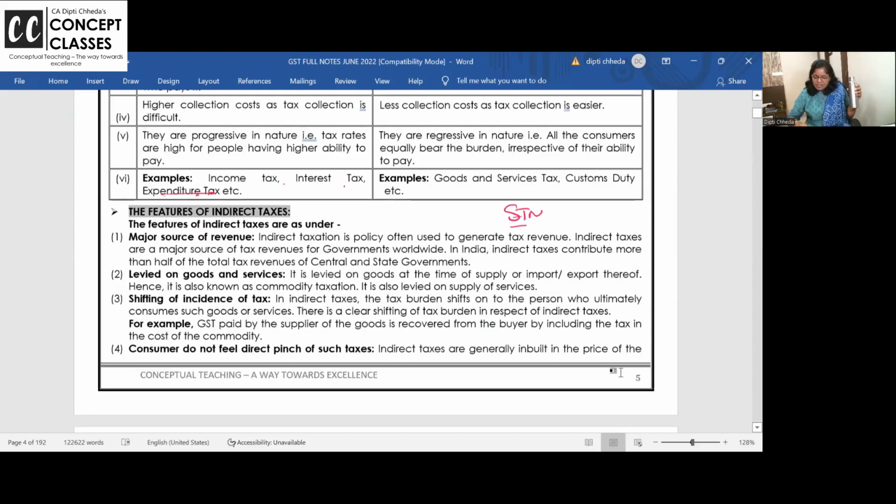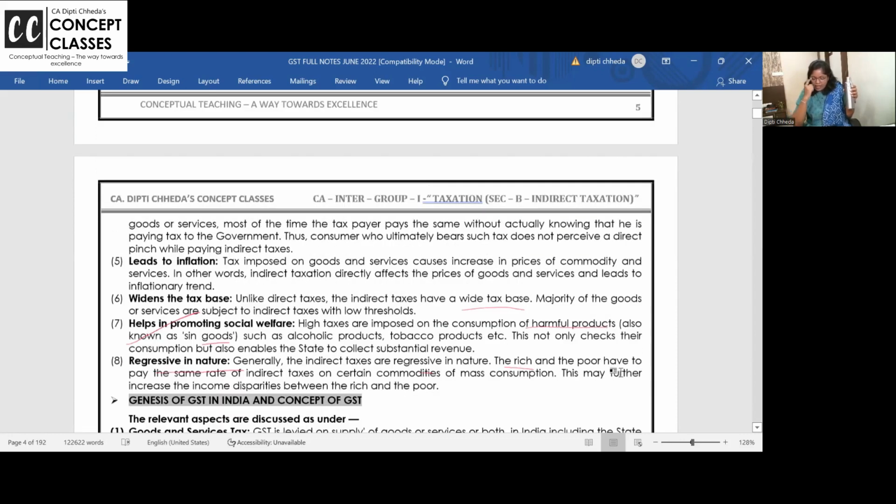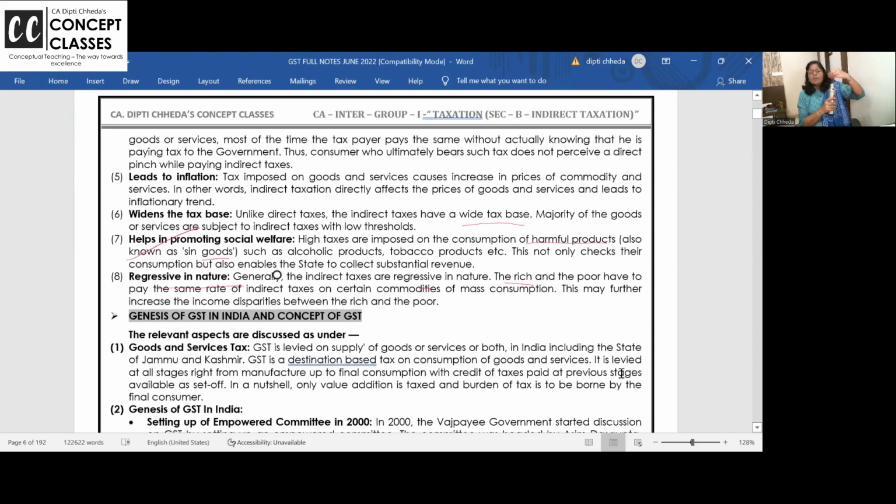Yeah, we've just completed the features. Any doubt? Just some terms I'm using like cascading, regressive, progressive. If not clear, ask me again and again.